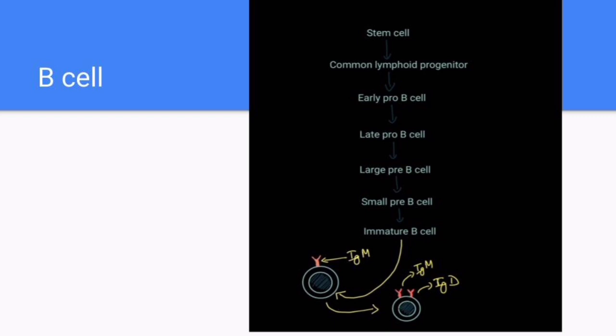Because IgM expressing B cells will later on differentiate into plasma cells, and these plasma cells are antibody secreting cells. So they will secrete IgM antibody. So how can you make these B cells differentiate into plasma cells that secrete other antibodies such as IgG, IgE? There comes the role of T cells, and the process is known as class switching.